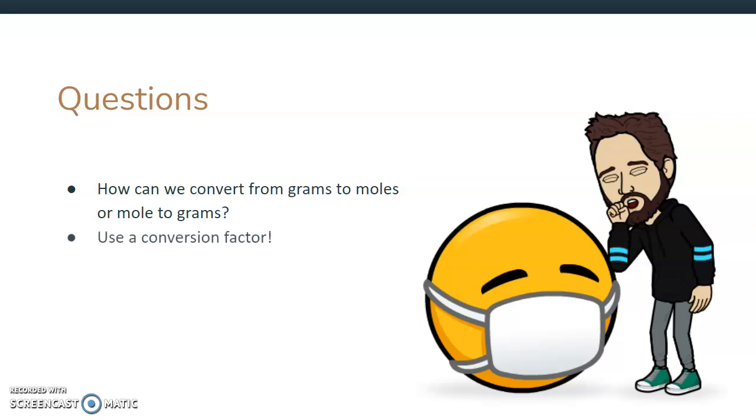So we may not know what the exact numbers are, but we can always use a conversion factor. Anytime we are trying to go from one thing to another, all we need is a conversion factor, but we just need to find which one that is. We'll talk through how to do that later.